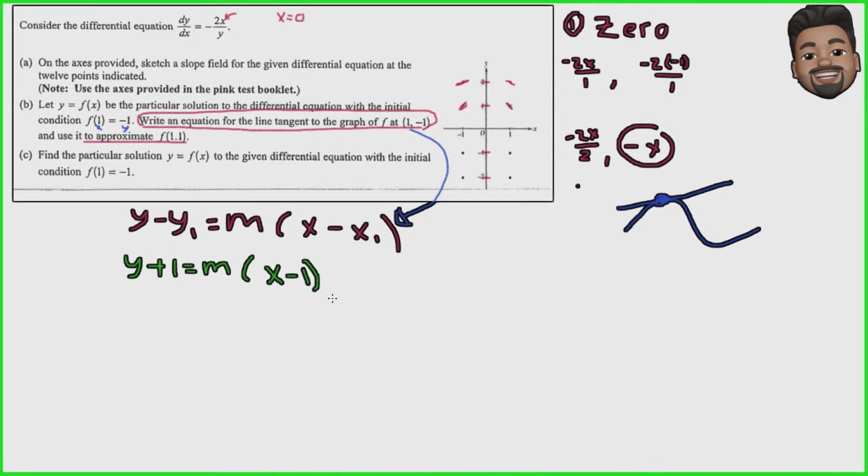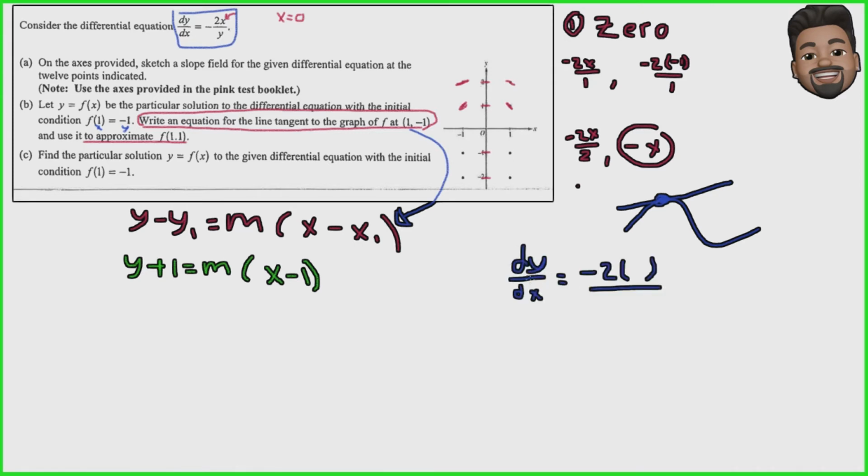And then how do we find m? Usually to find m, we have to take the derivative of our function and then plug in our values. Well, here's the good news. They actually give us the derivative right up above here. So we don't even need to take the derivative. We're already given it. So let's go ahead and write it out.